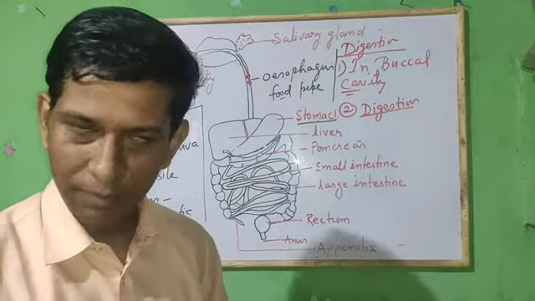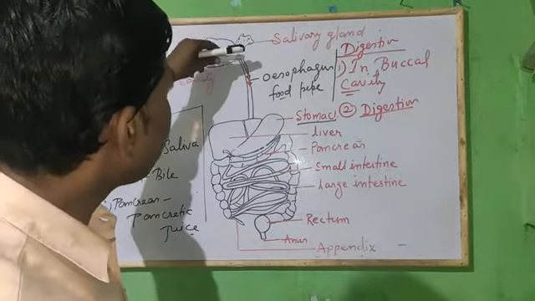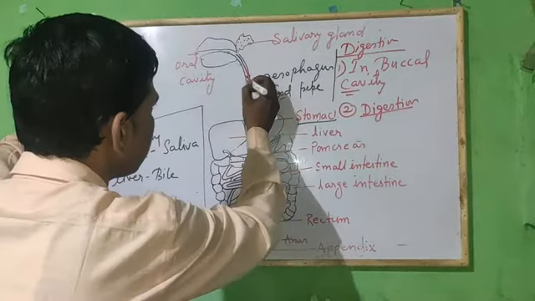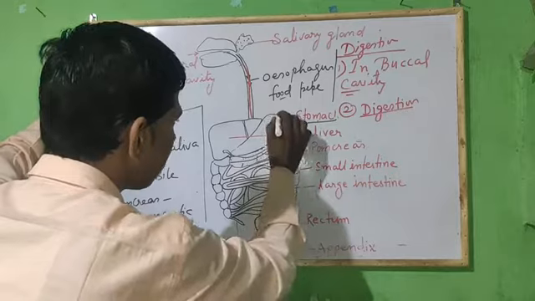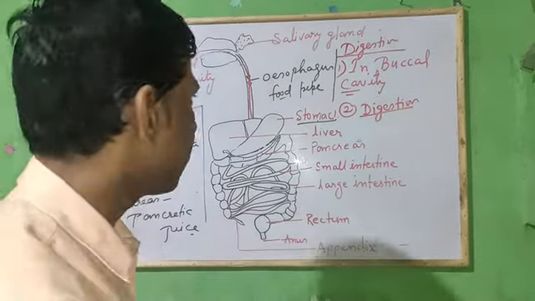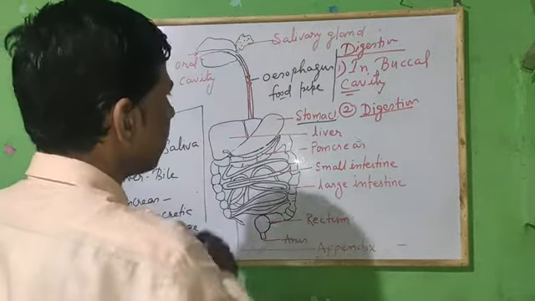Clear? Then after, the food enters our J-shaped muscular container, that is the stomach.